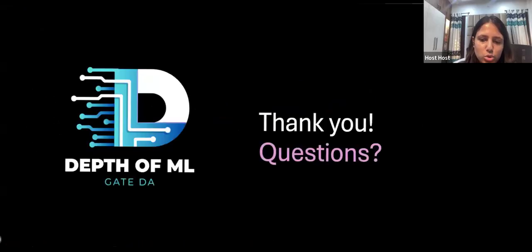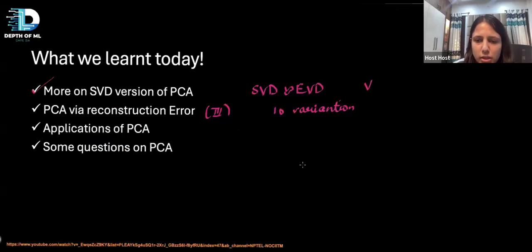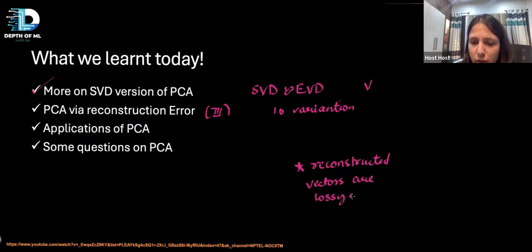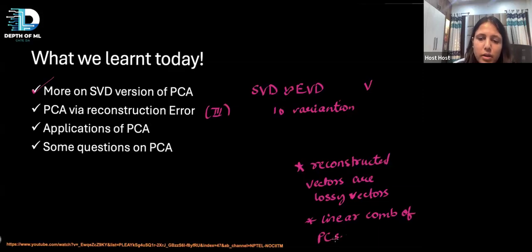We also saw that the reconstructed vectors are lossy images or lossy vectors, right? They are a linear combination of PC components, or principal components, PCs. So these are a few takeaways that we have from this lecture.